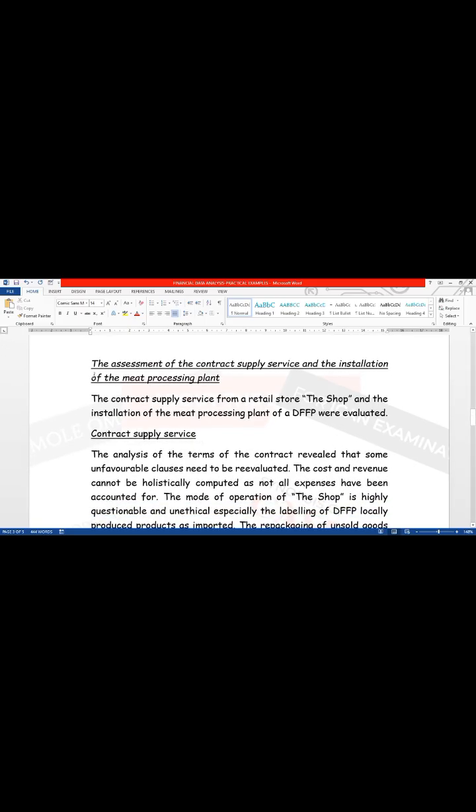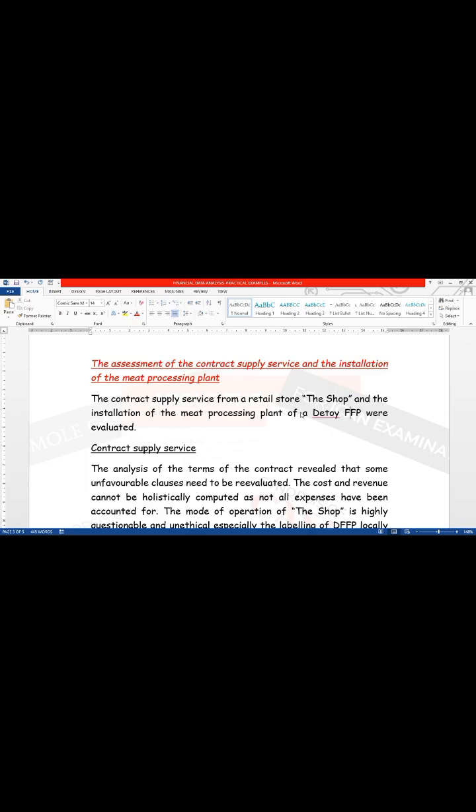You start with a heading. I've said the heading is the assessment of the contract supply service and the solution of the meat processing plant. Then you can give a little introduction. Here you have the contract supply service from a retail store, the shop, and the solution of the meat processing plant of GFFP. You can decide to write this out.